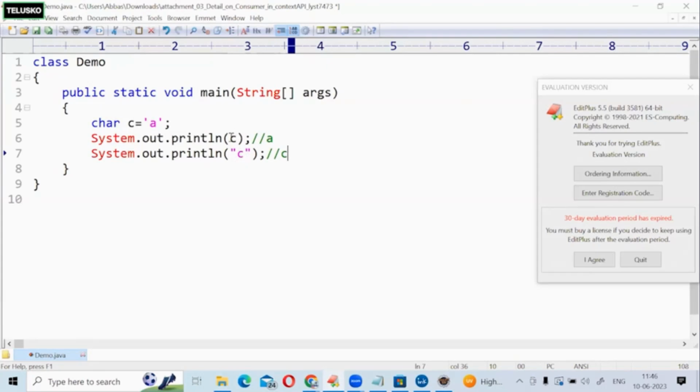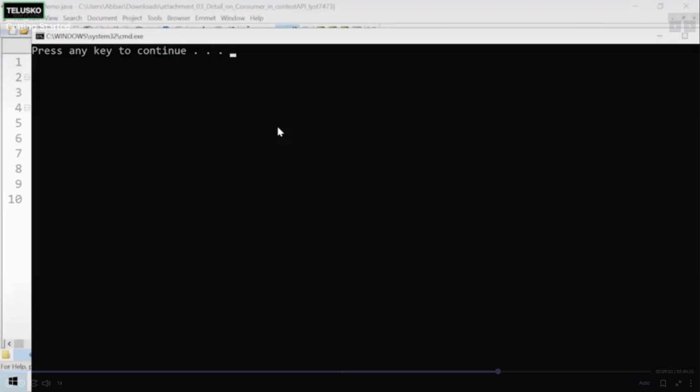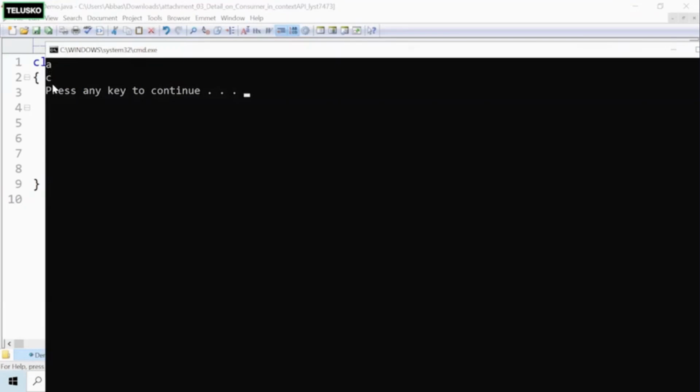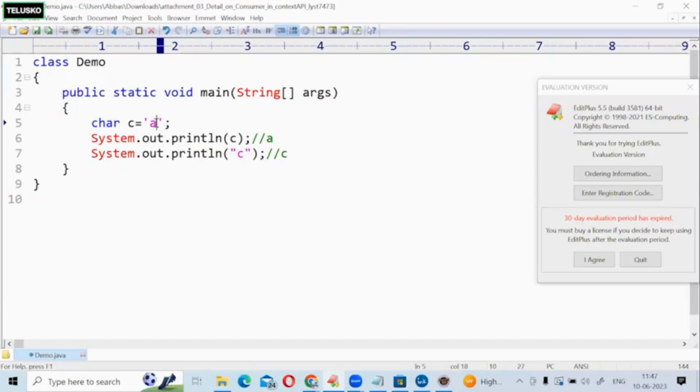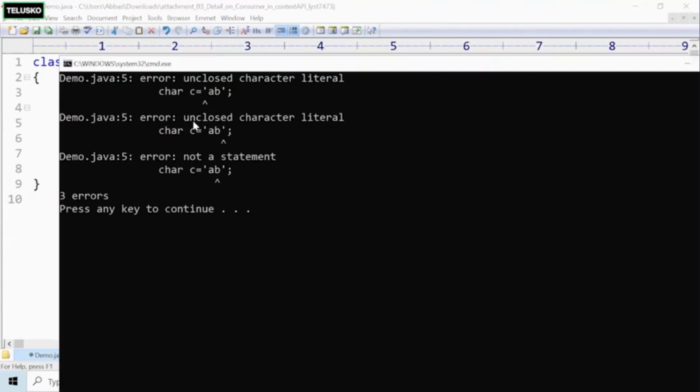But if you don't use double quotes, what is there? If I just compile this, no problem. Are you able to see the console also? If I execute this, are you getting the output as per expectation? Now, can I do here AB? Is it valid? If I compile, I'm getting an error here. It cannot do that.